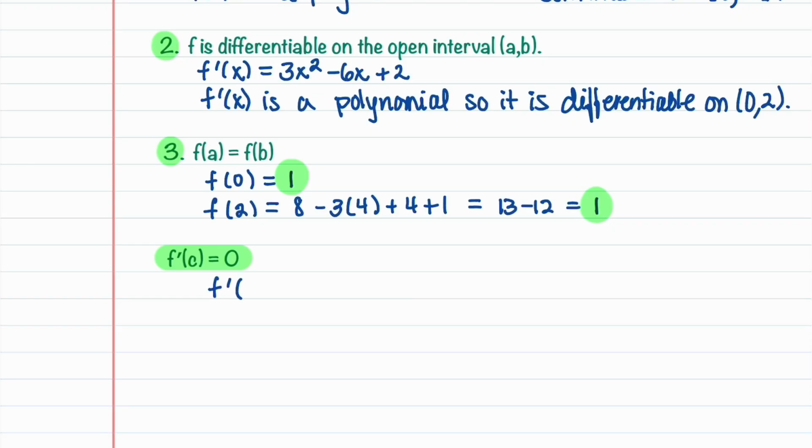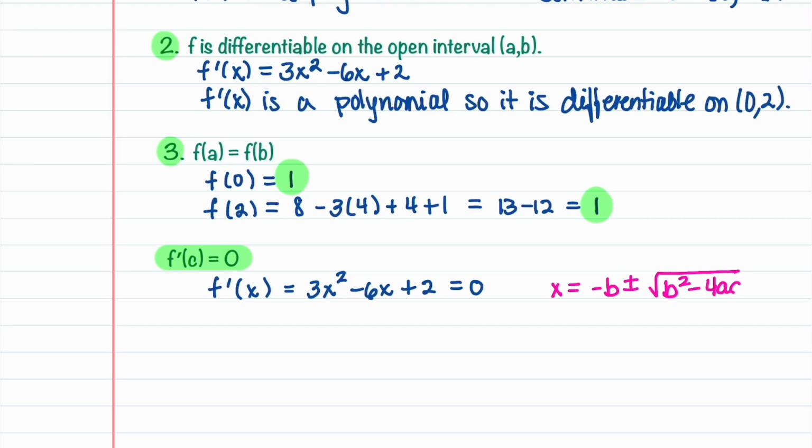So let's just copy it down again. F prime of x is 3x squared minus 6x plus 2, and we set that equal to 0. Now, when I look at this, we need to factor it, but there is no way that we can factor that unless we use the quadratic formula. So let me just remind you what the quadratic formula is. I always think it helps to write it down. X is minus b plus or minus the square root of b squared minus 4ac, all divided by 2a.